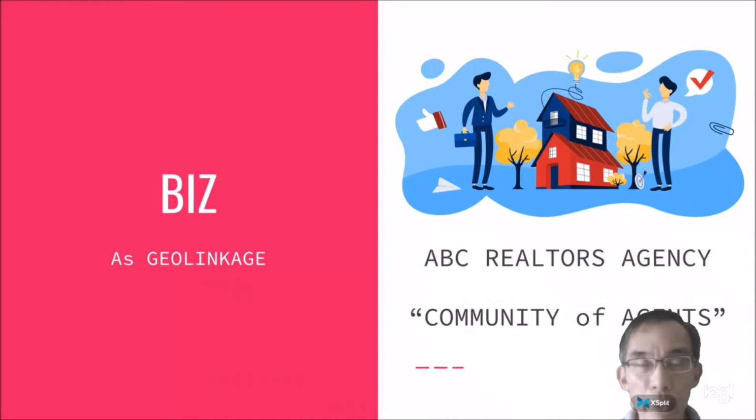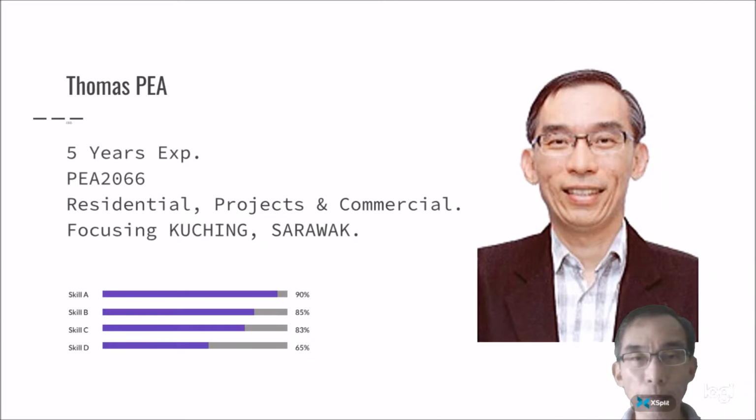So we have a firm called ABC, a dummy firm. ABC Realtors Agency is a community of real estate agents. We want to link them together under the website FindHue.info. We are looking at geo linking for the businesses that is able to lead to each other. Let me just show the profile of Thomas.